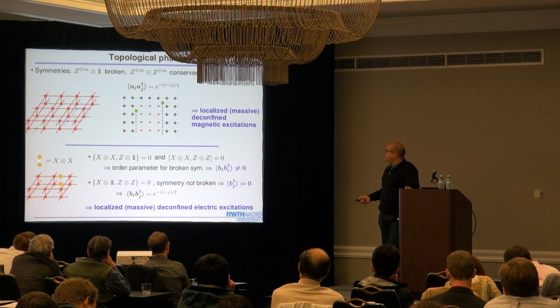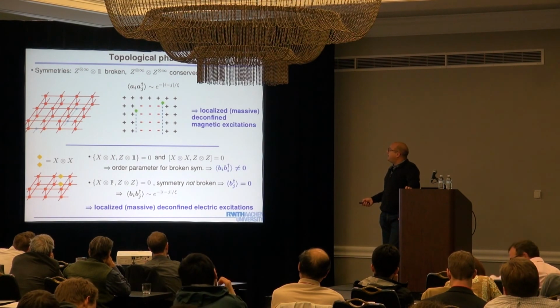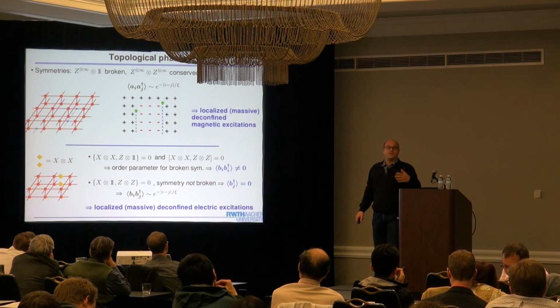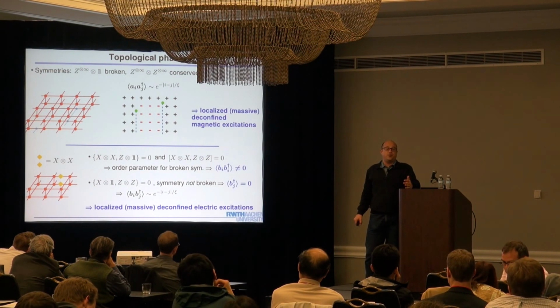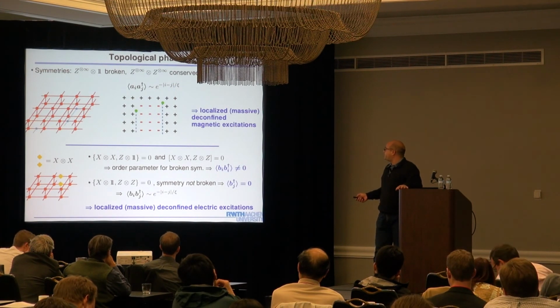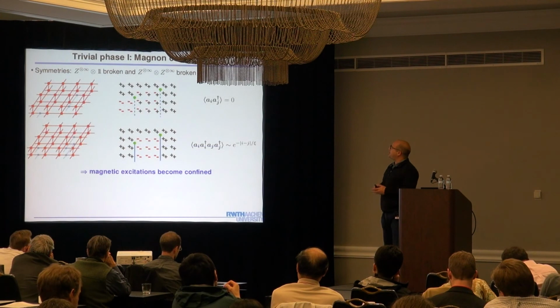On the other hand, if you would just put a single one of these guys, it would anti-commute with Z times Z, right, suddenly. But Z times Z is a conserved symmetry, so the expectation value has to be 0, so it means the state is orthogonal to the state with no excitation. So that's a topological case.